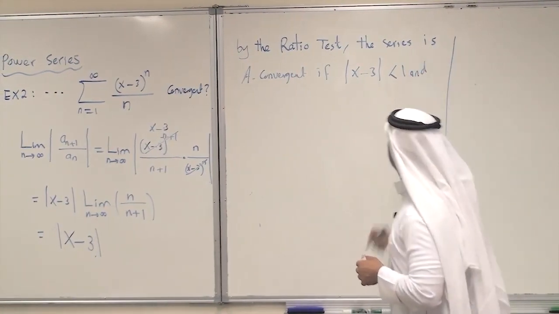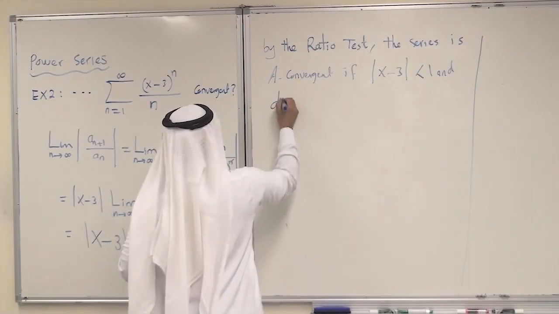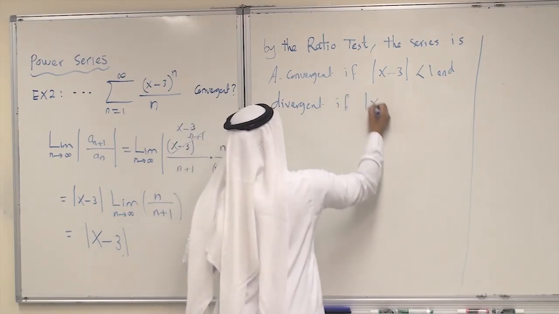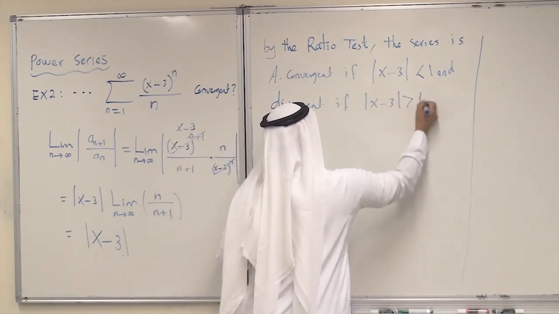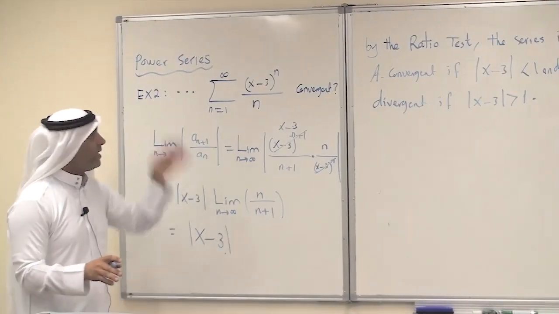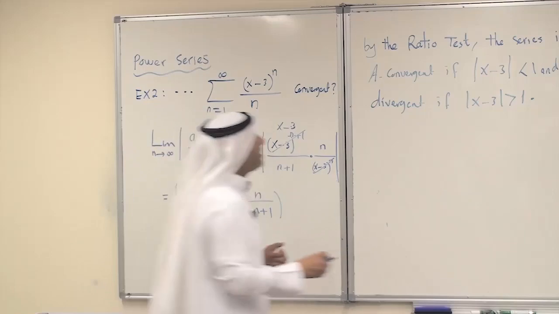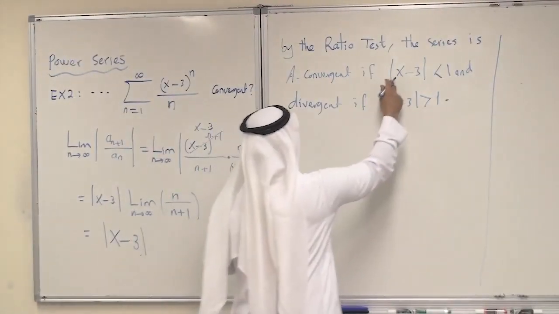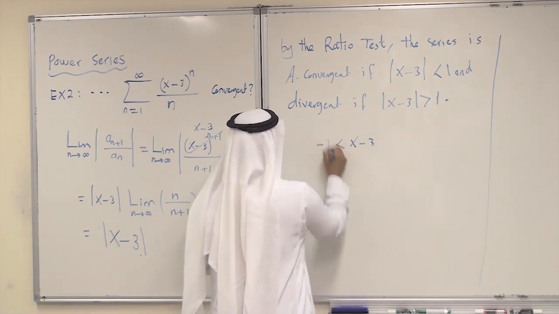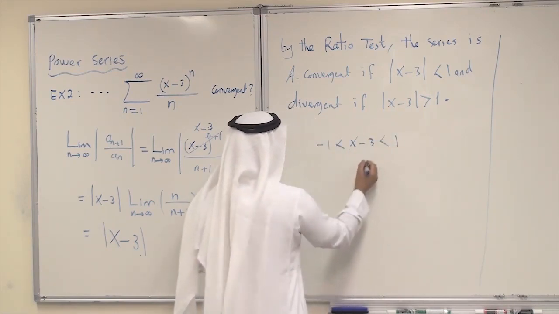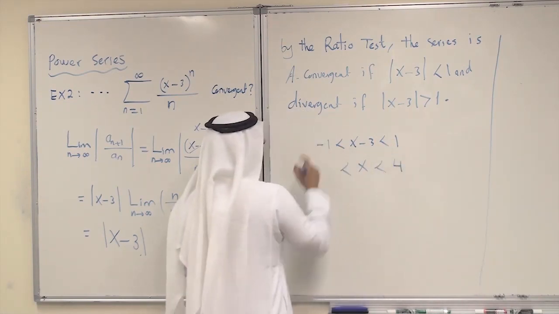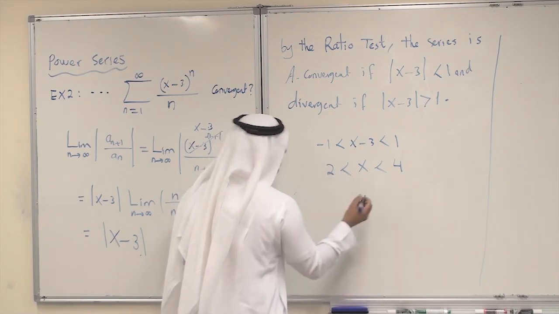And divergent if the absolute value of x minus 3 is greater than 1. It says nothing about the case if this quantity is equal to 1. Let us see the picture now. The absolute value of x minus 3 less than 1 means x minus 3 will be between minus 1 and 1. This is the algebraic solution of the inequality. You are adding 3, so this will be 4. Adding 3 here, this will be 2.